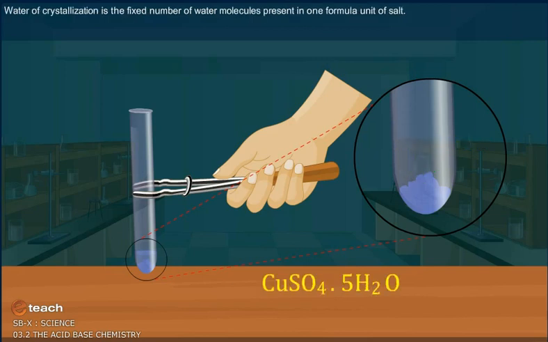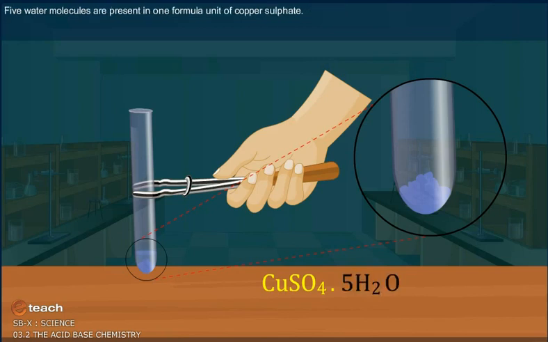Water of crystallization is the fixed number of water molecules present in one formula unit of salt. 5 water molecules are present in one formula unit of copper sulfate. The chemical formula for hydrated copper sulfate is CuSO4 and 5 molecules of water.